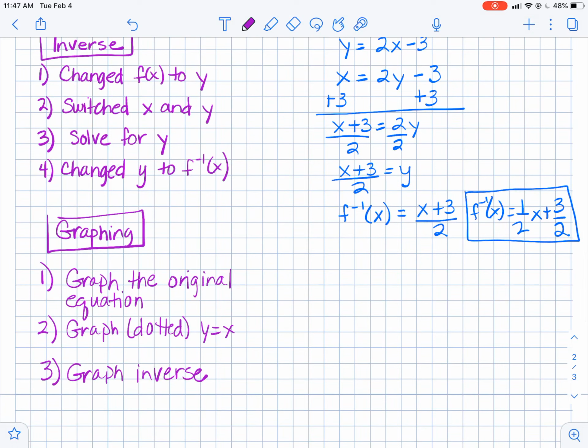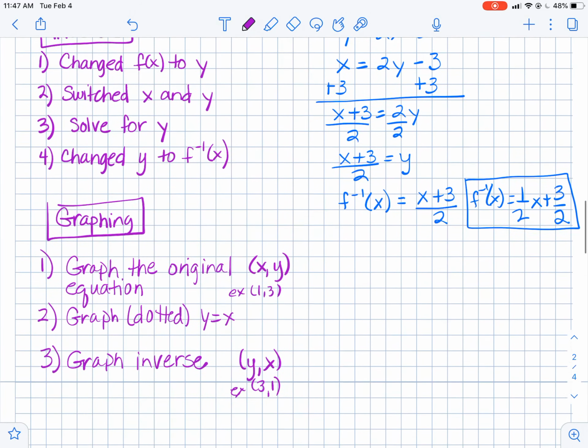Now, another thing with reflections is if your original point is x, y, whatever original point you have, remember the inverse's point is y, x. So an example is if this one has the point 1, 3, this one would be 3, 1. Okay, that's an example.